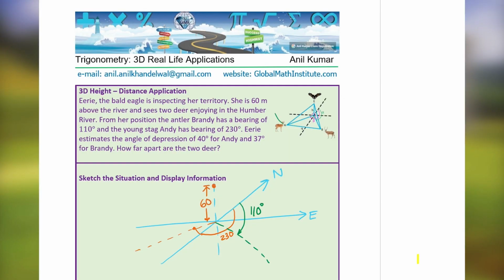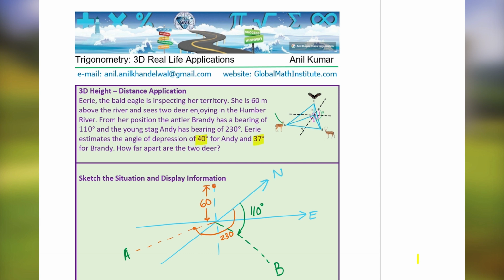Now it is also given to us that the angle of depression for the 2 deer is 40 degrees and 37 degrees. So it is 37 degrees for Brandy. So let's figure out what was the angle for each. So Andy was here and Brandy was somewhere in this direction. For Brandy, the angle of depression is 37 degrees, and 40 degrees for Andy, right? So let's see, how do we draw this 40 degrees for Andy?